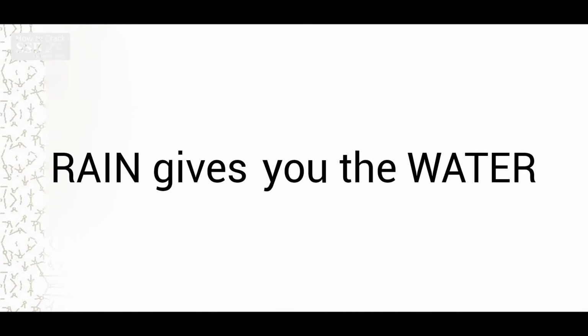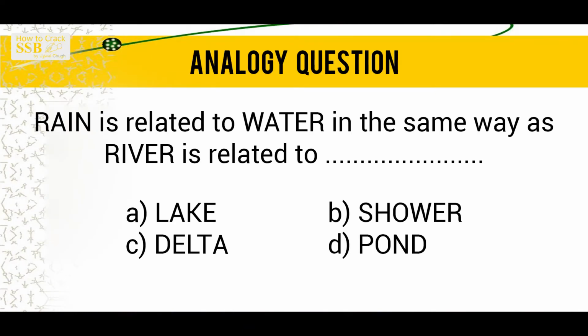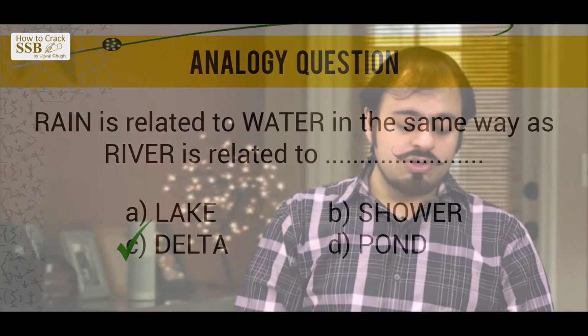You just need to understand this analogy. In an analogy, you have to see what relation they have given. Rain is to water means that rain gives you water. So what does river give you? That is what you have to simply come up with. So river gives delta. So it is delta, right? So let's take one more example.